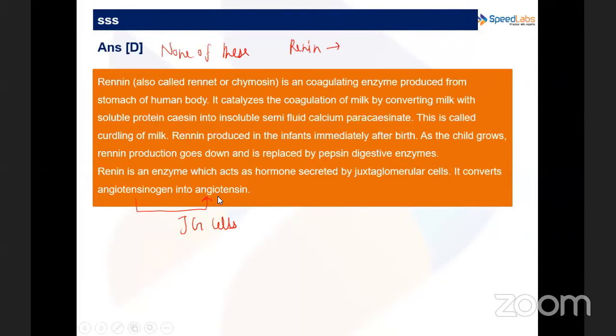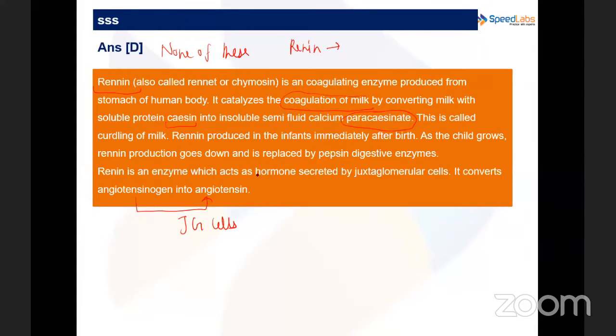But in the question, the renin is this one, also called rennet or chymosin. So what is it? It is the coagulating enzyme produced in the stomach of the human body. What is the function of it? It catalyzes the coagulation of milk by converting the soluble protein casein into insoluble semi-fluid calcium paracaseinate. So that's how it causes the curdling of milk, renin.